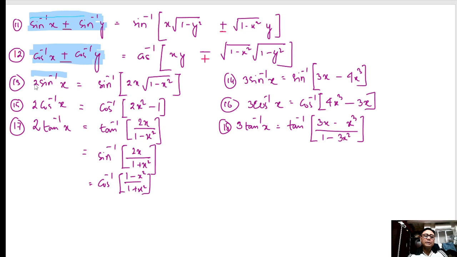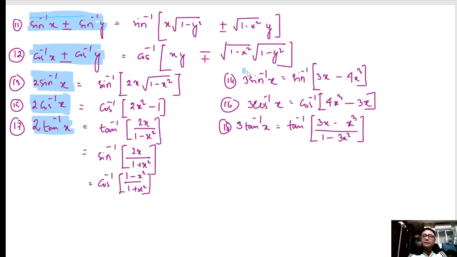Similarly, 2 sine inverse x. Please watch the formulas of 2 sine inverse x. Sine inverse 2x root over 1 minus x square. 2 cos inverse x is this formula. Cos inverse 2x square minus 1. 2 tan inverse x has 3 formulas. These are very, very important.